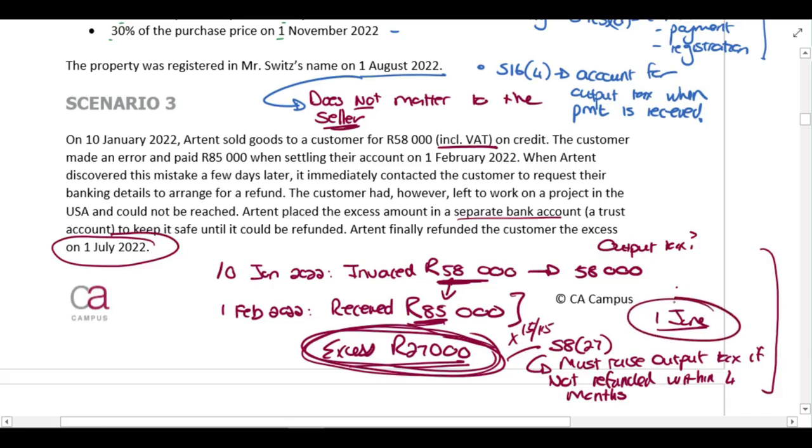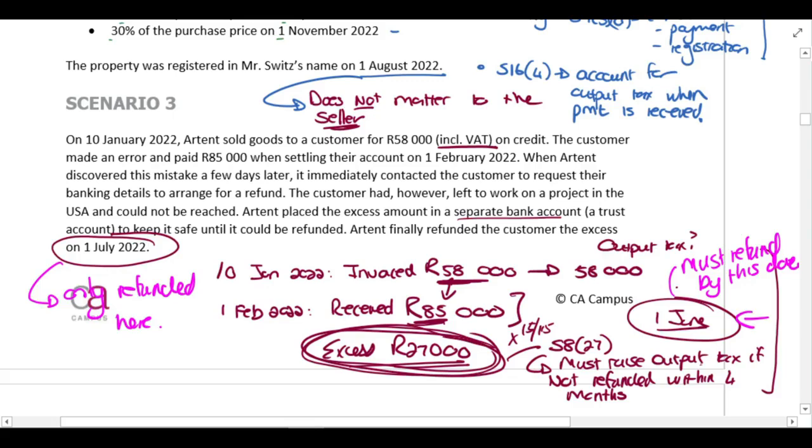Okay, so the 1st of June, you must refund by this date. But it was only refunded here. So you can see on the 1st of June, section 8(27) will kick in. When you do refund it, then you can claim input tax, in respect of section 8(27), is what I'm saying. Okay, so that's the one thing.